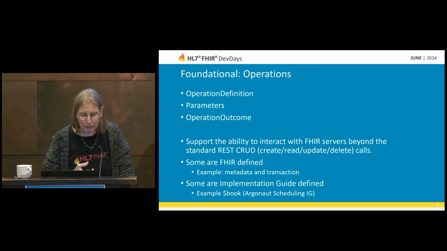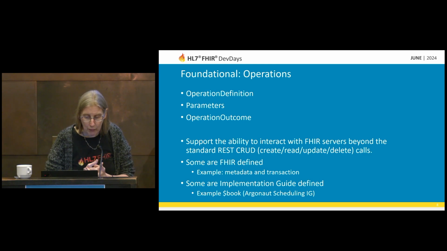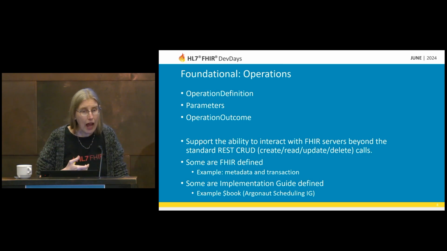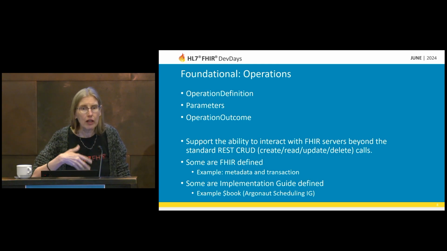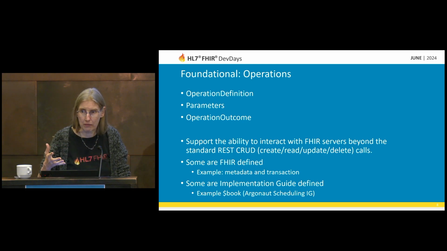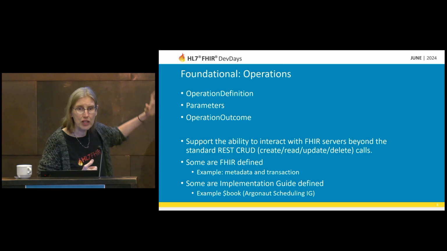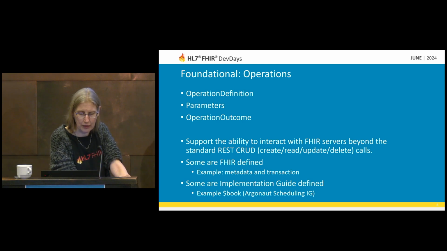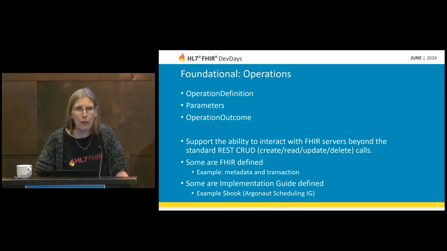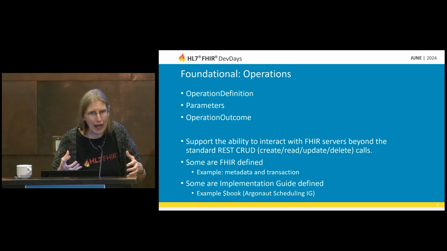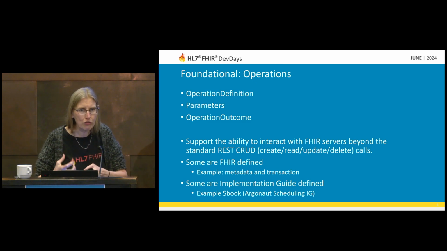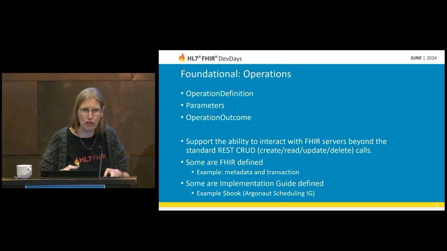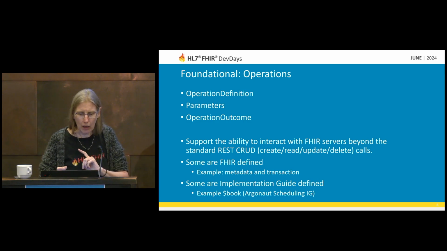Another resource is transaction. And then you will have operation. And then you'll have operations that are created for implementation guides. So an example of that would be the dollar book operation for the Argonaut scheduling implementation guide. And a lot of good examples of that. When you have an operation, you can really kind of limit what you're going to be pulling out of resources, how you're really going to use those resources beyond your create, update, delete, and read.